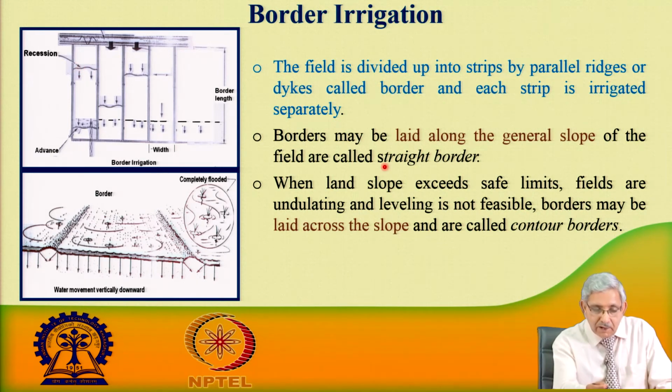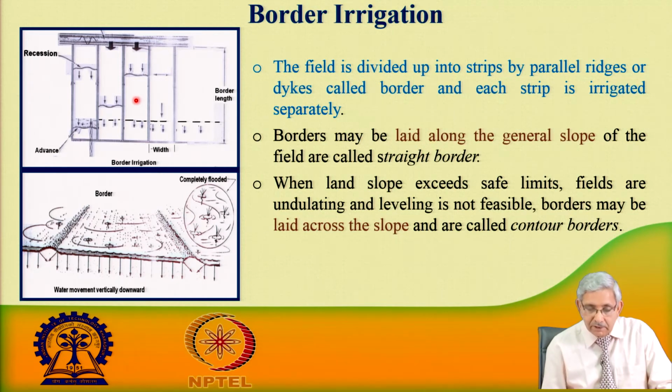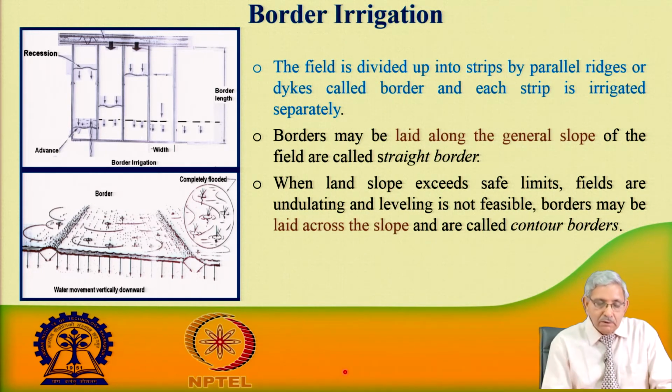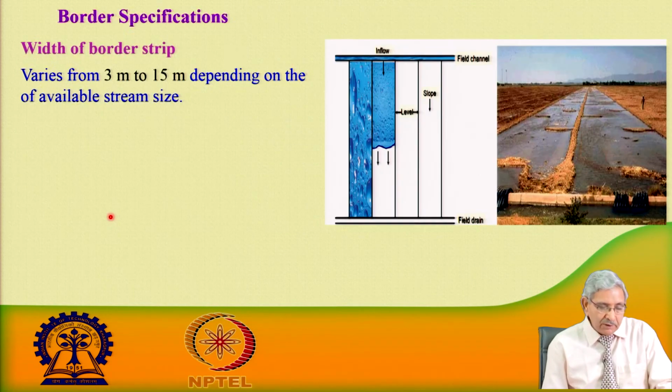These borders can be laid along the slope, and we call it a straight border. When the slope exceeds the safe limit, the fields are undulating, or leveling is not feasible, these borders can be laid across the slope, and these borders are called contour borders.